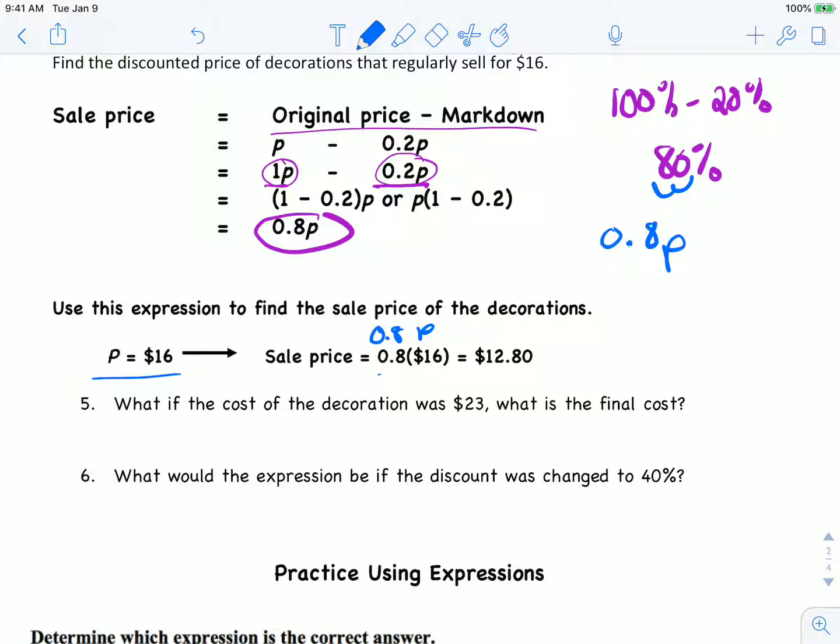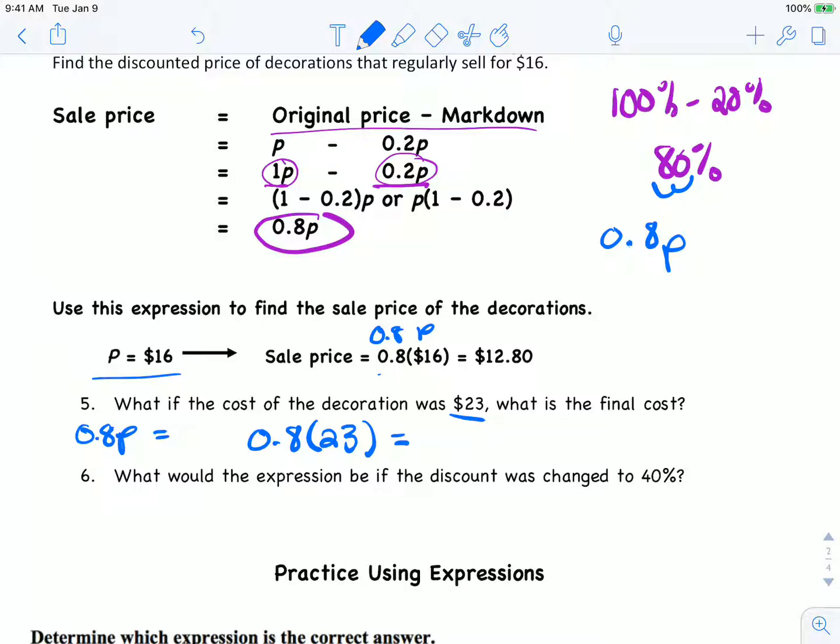What if the cost of the decorations was $23? What is the final cost? So remember my formula or my little expression was 80% of the price. So if it's 20% off, we're only paying 80%. So 80% times the price, so that's 0.8 times 23.